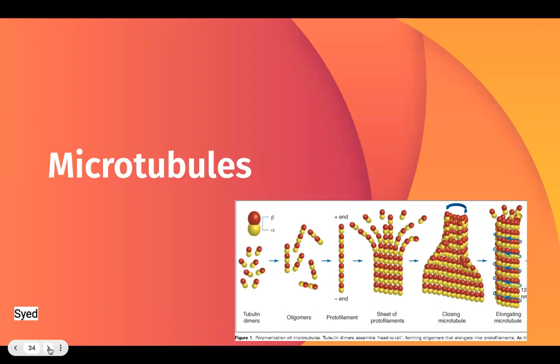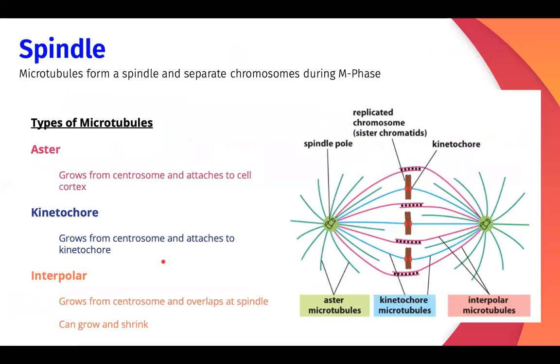So microtubules: we're going to talk about the spindle and spindle assembly and microtubules. We have 3 types of microtubules, and the spindle is formed out of microtubules. So we have asters, which in this case are pink. Actually, the asters are green. I don't know why it's color coded pink, but the asters are green and they grow from the centrosome and attach to the cell cortex.